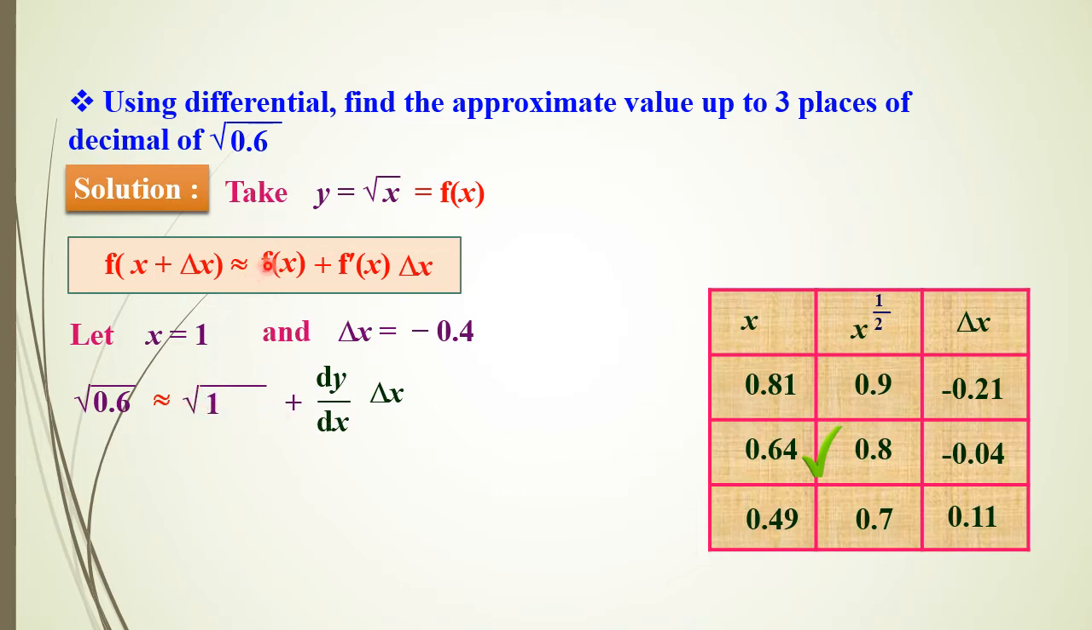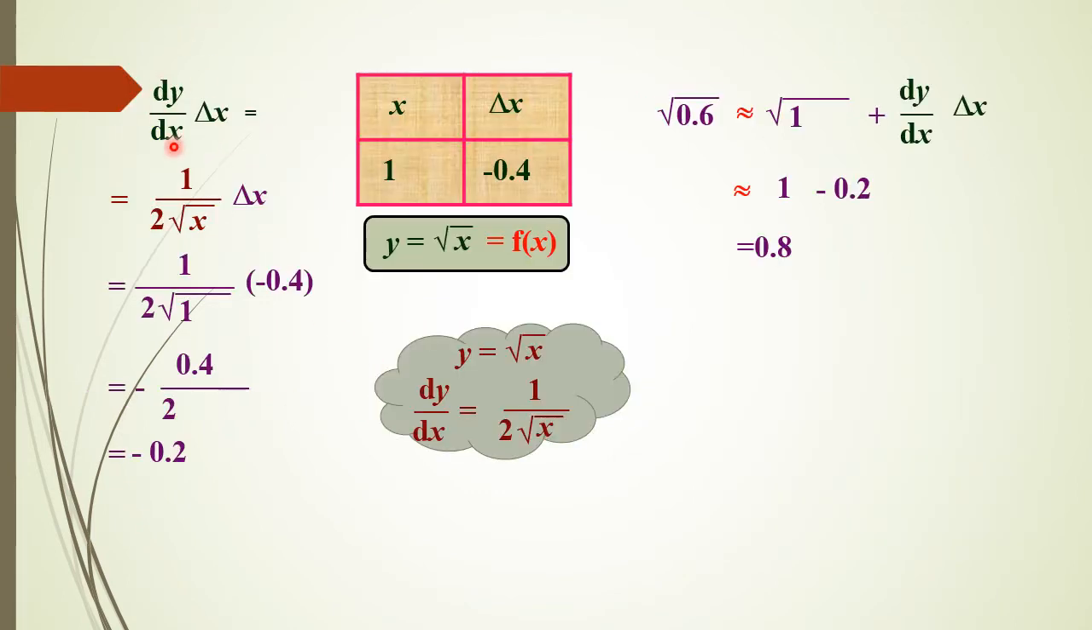Next, here f of x, in the sense y, is root x, so with x value 1, we have written here root 1 plus f dash of x, which is the differentiation of this term. F dash of x is dy by dx. Next, this delta x is written here as it is. You find out the total value of dy by dx, which is 1 divided by 2 root x.